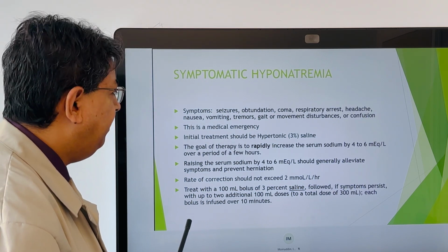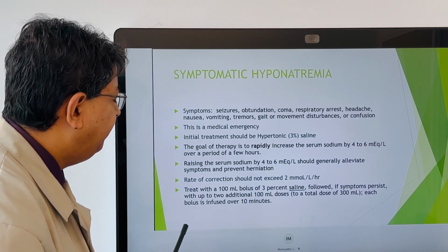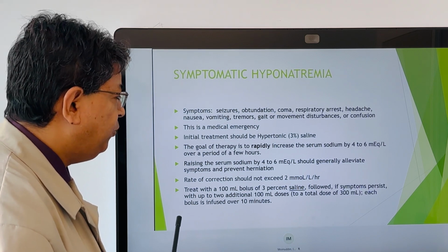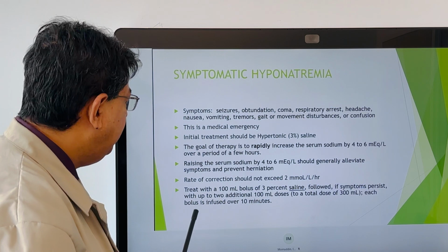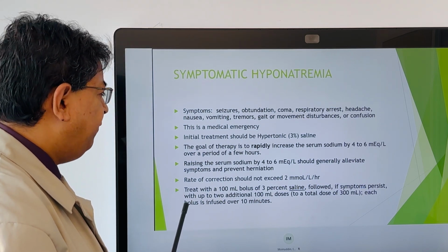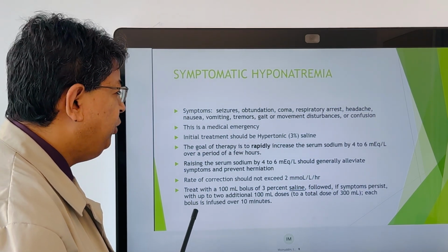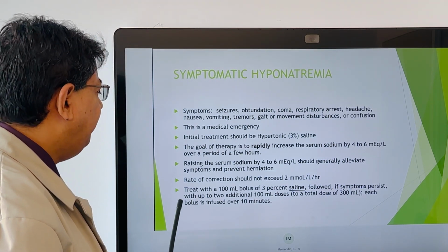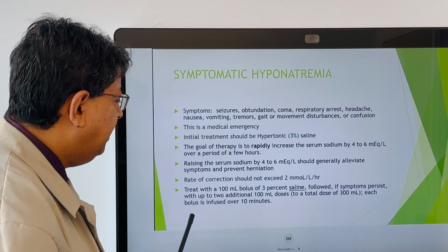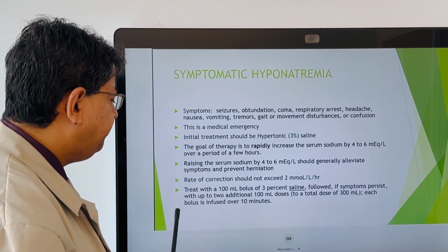Initial treatment should be hypertonic saline. The goal of therapy is to rapidly increase the serum sodium by 4 to 6 milliequivalents per liter over a period of a few hours. Raising the serum sodium by 4 to 6 milliequivalents per liter should generally alleviate symptoms and prevent herniation. However, rate of correction should not exceed 2 millimoles per liter per hour.